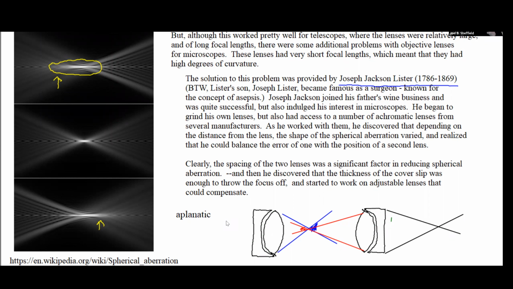Well, he started working on this. He actually formed a company to make microscopes, working with someone else, a man by the name of Ross. You don't need to keep all these names in your head. And they discovered that sometimes the correction was good when they looked at samples, and sometimes it wasn't. And it turned out that the difference had to do with the cover slip that they were using, the thickness of the cover slip, or whatever the glass was above the sample.